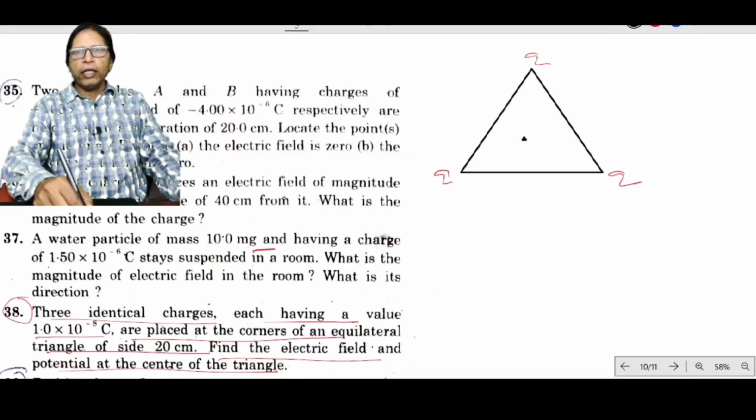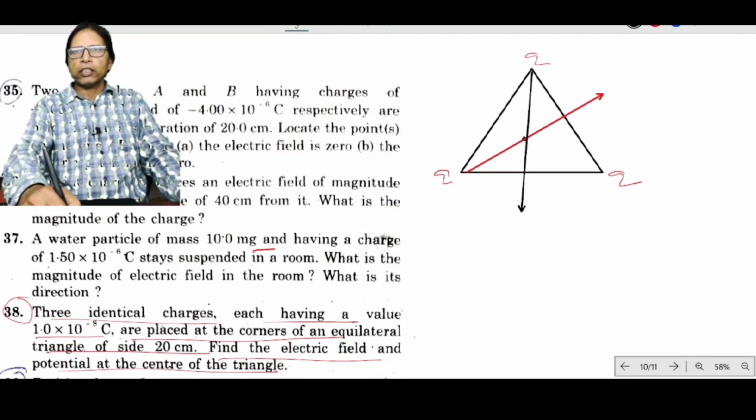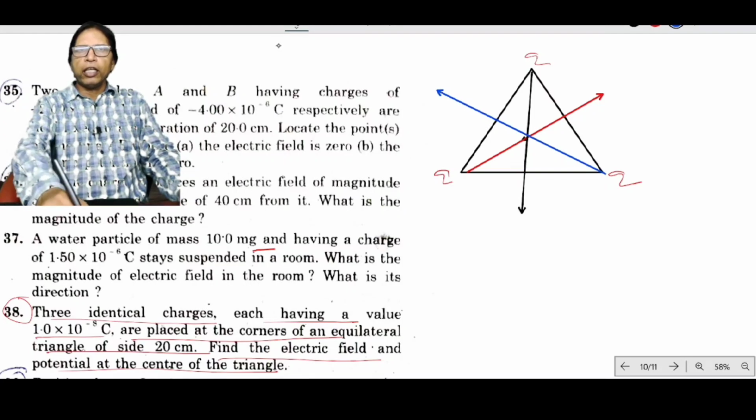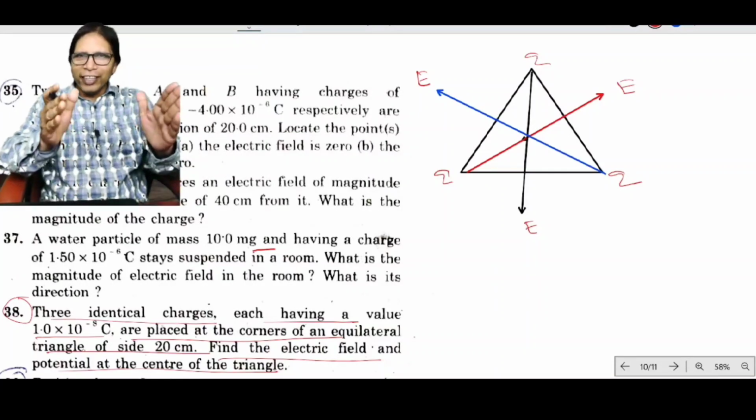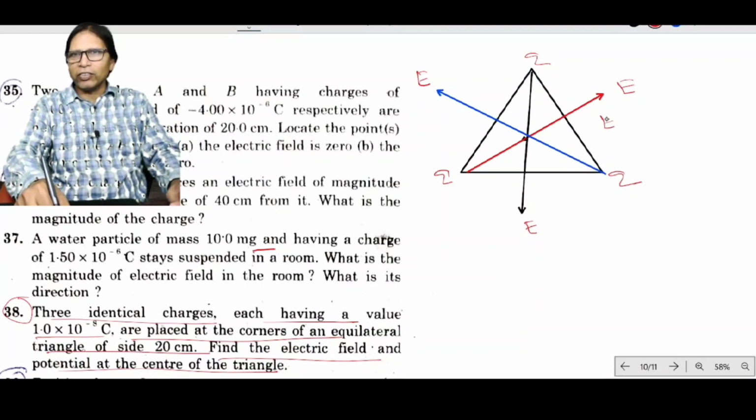The electric field at the center due to Q charge is directed along this direction, and the electric field due to this charge at the center is directed along this direction, and the electric field due to this charge at the center is directed along this direction. Look at this: the three electric fields make an angle of 120 degrees with each other and all have the same magnitude. So the net electric field E equals 0.